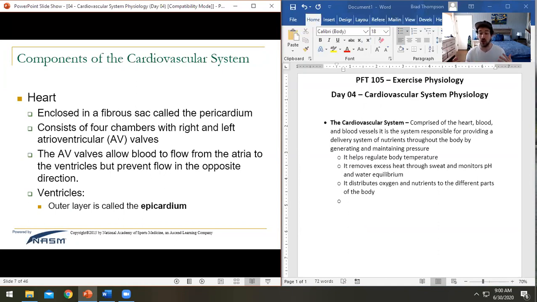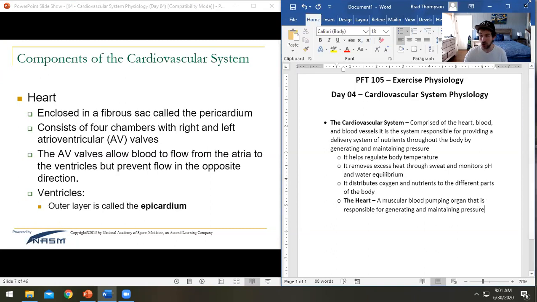Now, talking about the overall gross anatomy, you've got the heart, the blood, and the blood vessels. Those are the main components of our cardiovascular system. So let's start by talking about the heart. Normally I get a definition here. So we'll define our heart as a muscular blood pumping organ that is responsible for generating and maintaining pressure.